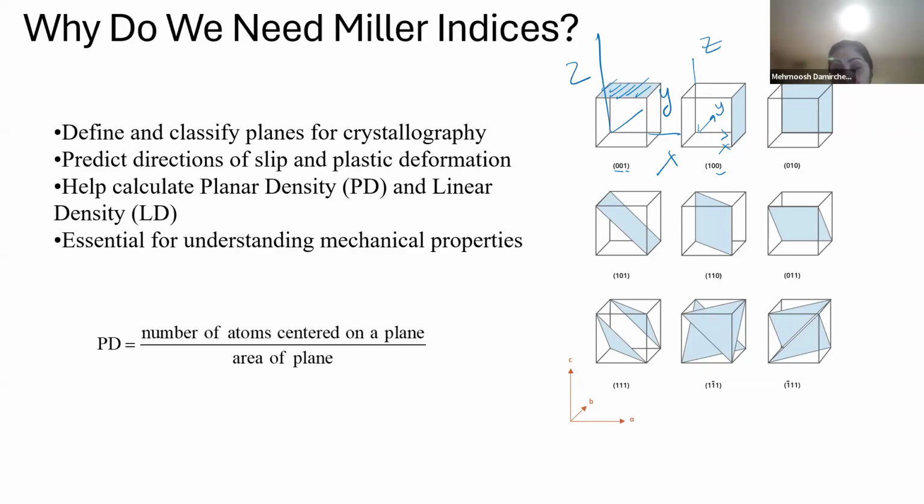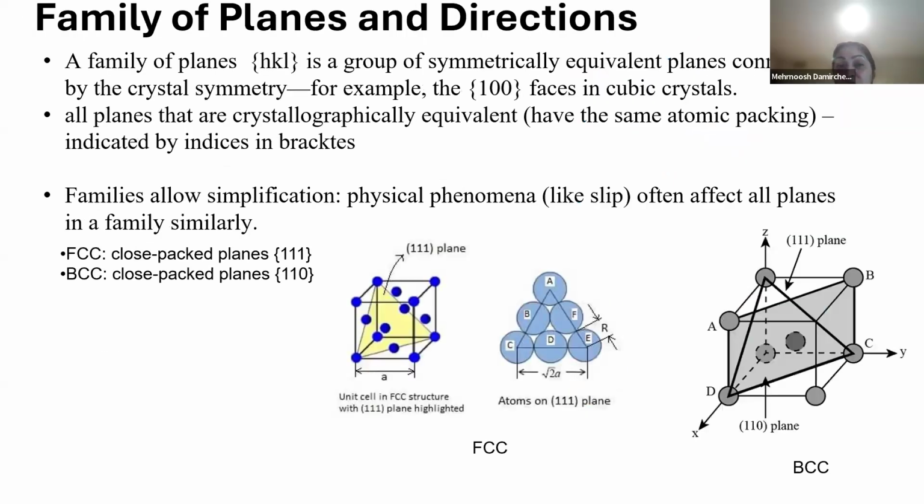If you remember from LD, it was the number of atoms in one direction divided by the length of that direction. Okay. Family of planes and directions. We talked about the family of directions in the previous video, and today we want to talk about the family of planes. You remember that for a plane we use parentheses, but for a family we use brackets. Brackets HKL mean a group of symmetrically equivalent planes connected by the crystal symmetry.